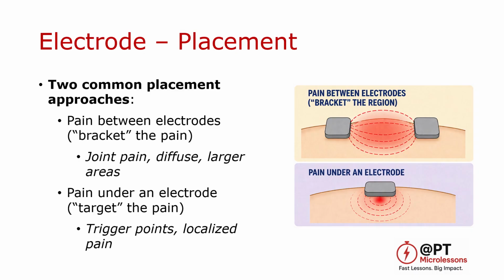Okay, let's look at electrode placement. There are 2 common approaches to electrode placement for pain modulation. The first is bracketing the pain, where the pain is positioned between the electrodes. This is typically used for joint pain, diffuse symptoms, or larger treatment areas. The second approach targets the pain, placing the electrode directly over the painful area. This is more appropriate for trigger points or localized pain. Choosing between these approaches depends on the size and location of the patient's symptoms.